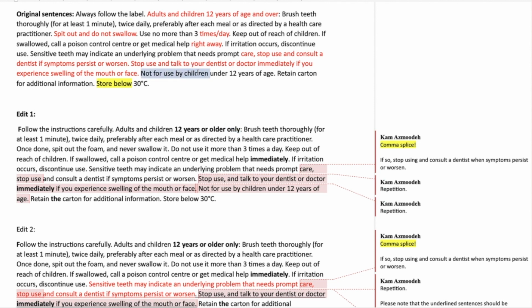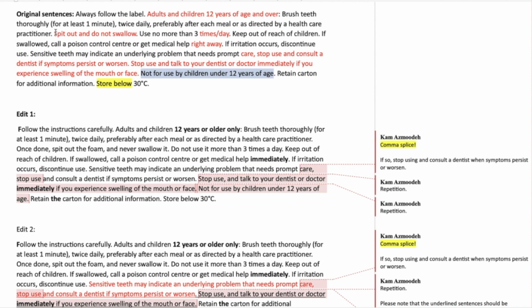Because we have a bunch of sentences down below. Take a look at this one: "Not for use by children under 12 years of age." Okay, so instead of repeating ourselves, what I have here is this one. By simply saying "children 12 years of age or older only," you don't have to repeat yourself here anymore, because this is basically repetition.